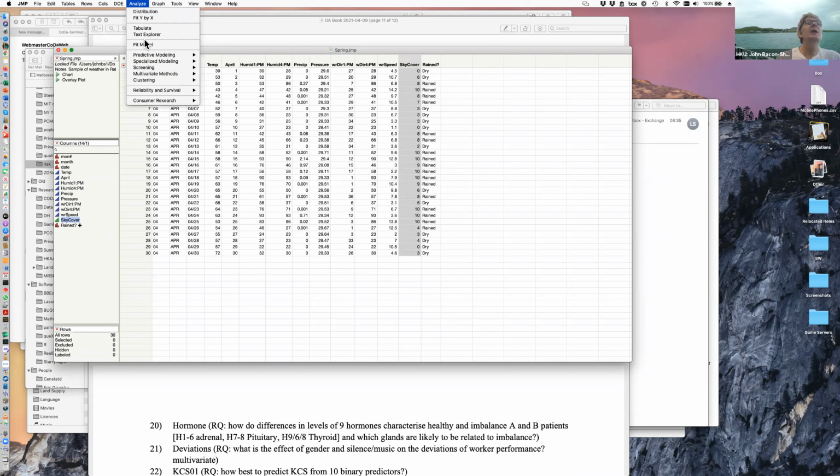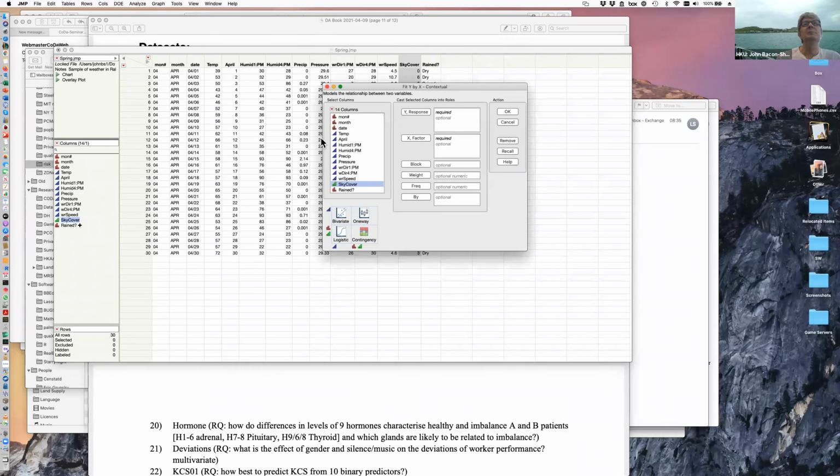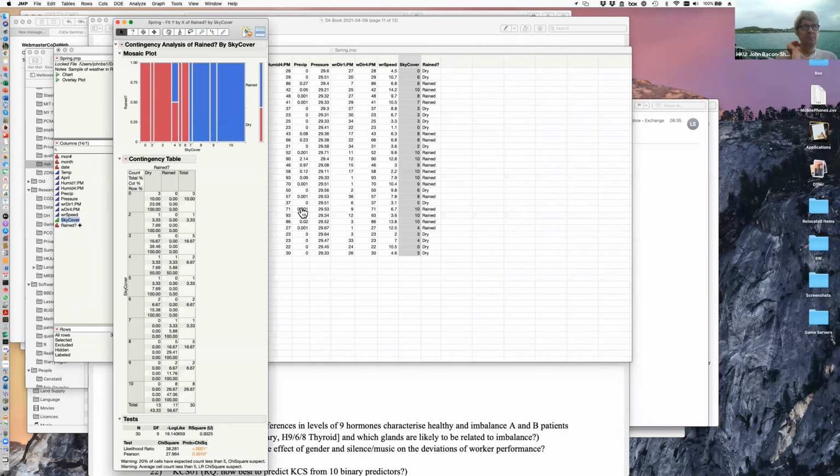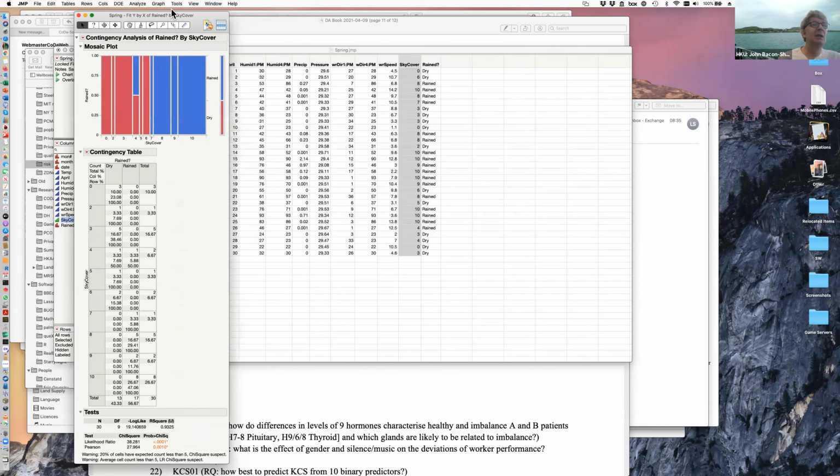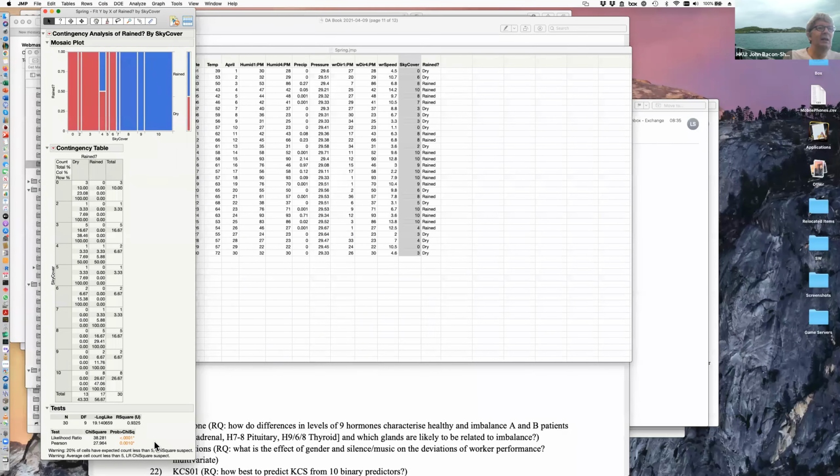And we don't know whether this is a linear scale or not. So we could, for example, have fit rained against sky cover. So we would expect this to be predictive, but you will see that it doesn't try and fit a linear model. It starts out by saying this is a contingency table, because ordinal means it has to look at each level of sky cover. So indeed, if we look at the significant test here, it says there is a strongly significant relationship between sky cover and rained or dry.